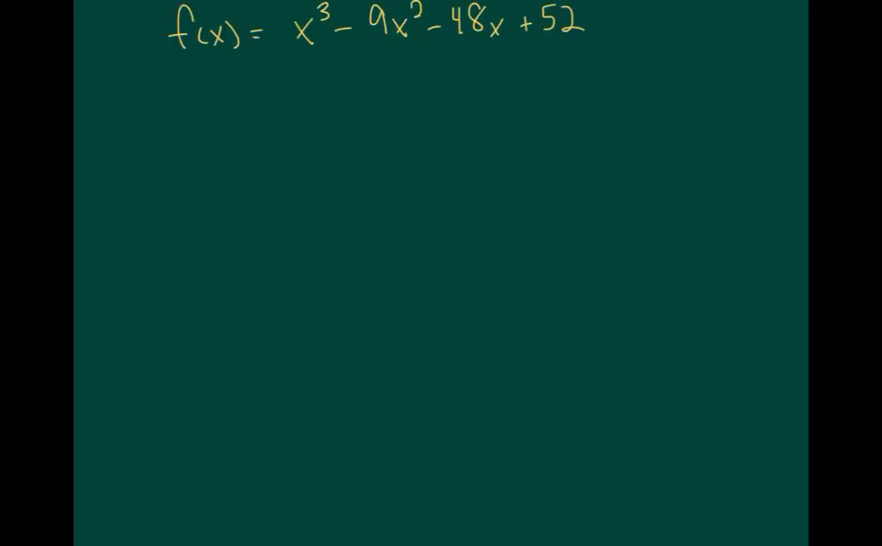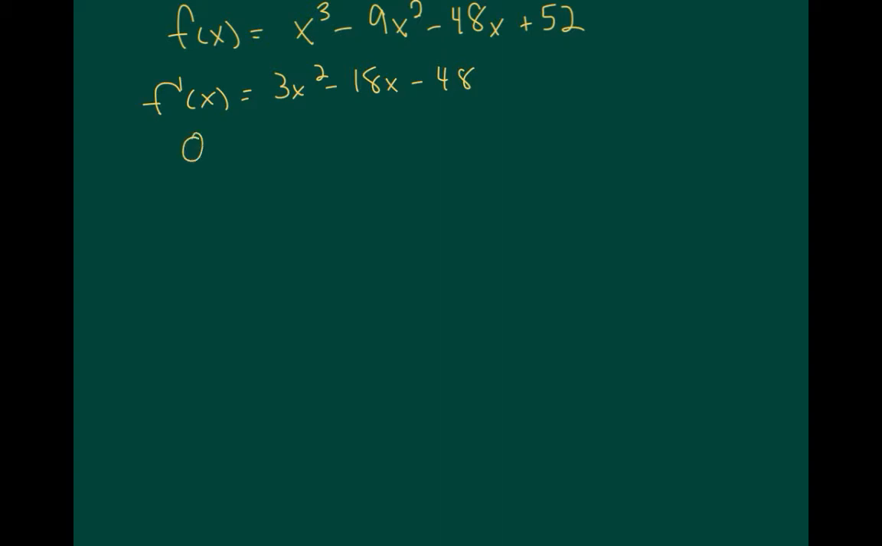Let's look at the function x cubed minus 9x squared minus 48x plus 52. Take a minute, pause the video, and write out the first derivative. Now the first thing we're going to want to do with this derivative is set it equal to 0 so that we can find the critical points. The critical points are going to be anywhere that the function is undefined, where the derivative is undefined, or where the derivative is equal to 0.